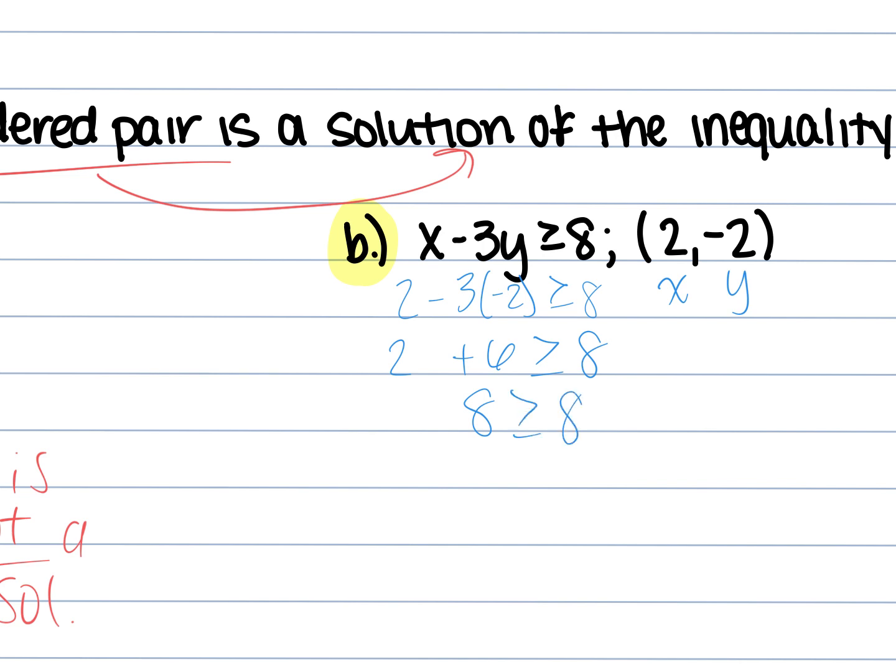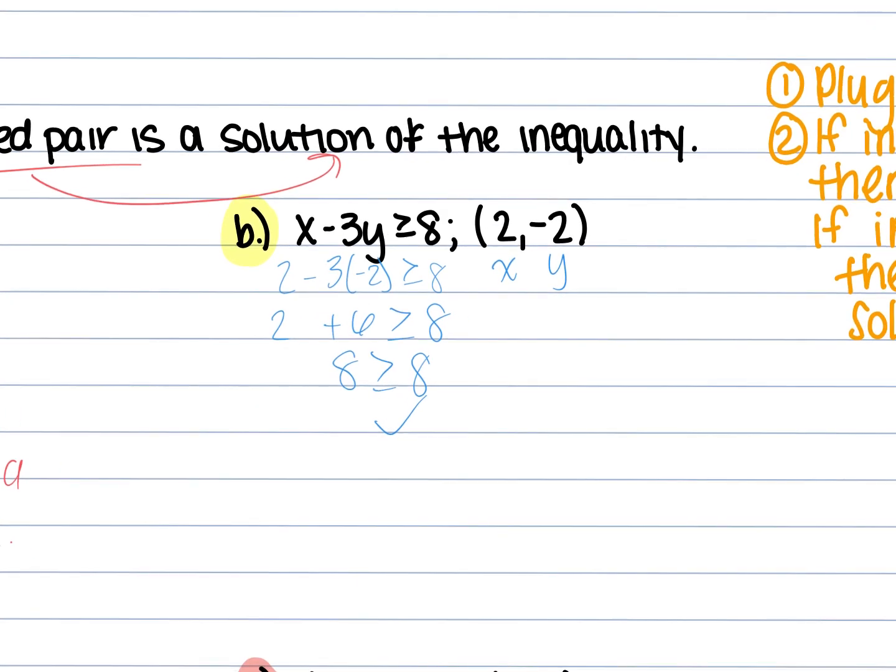Colin, is this true or false, and why? True, because 8 is equal to. Very good. 8 is greater than or equal to 8 because it is the same. So how do I write my answer, Colin? 2 comma negative 2 is a solution. Anytime you put a check mark at the end, that means it is a solution. It satisfied the inequality. Anytime it's an X because it didn't work, it's not going to be a solution.